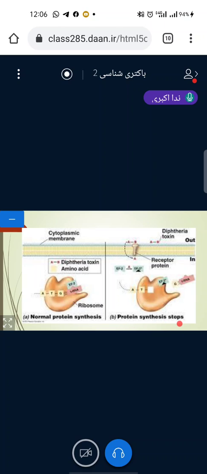Protein synthesis stops. In the left side, in the ribosome, amino acids are attaching to each other one by one, binding to each other by using EF2 or elongation factor 2, the blue part you can see here. It's not very clear, but please pay attention to this part, EF2, elongation factor 2.